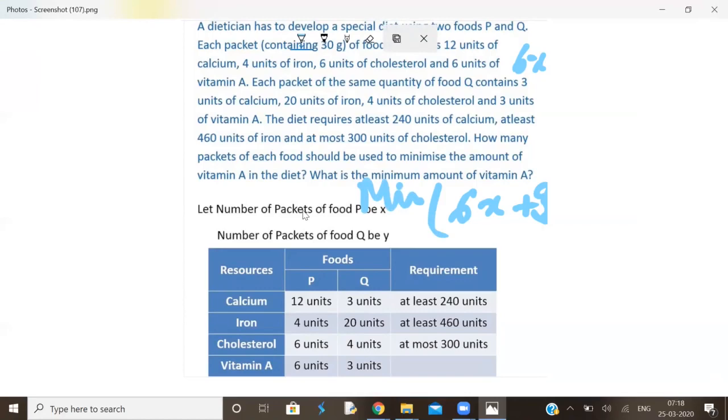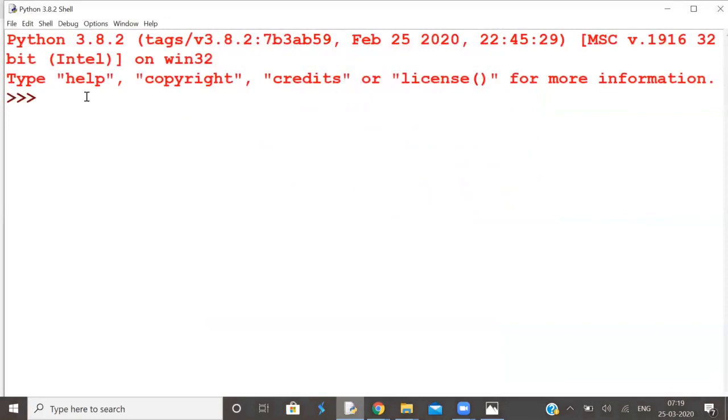Then, subject to constraints, 12X plus 3Y should be greater than or equal to 240. 4X plus 20Y should be greater than or equal to 460. 6X plus 4Y should be less than or equal to 300. Okay. So let us proceed to Python to solve this problem.